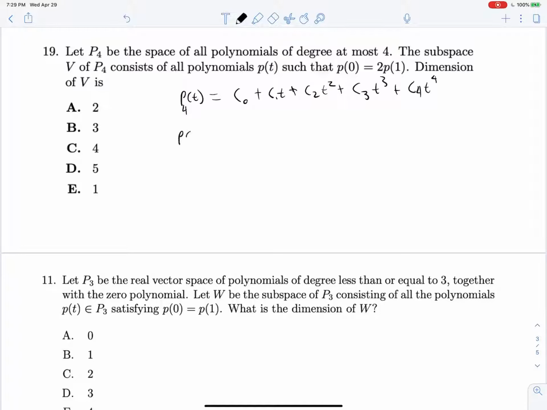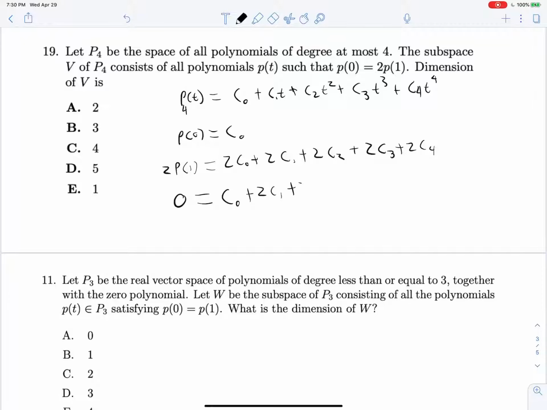So p0 is just c0, because all of these other terms are multiplied by t, which is 0. And then 2p1 is 2c0 plus 2c1 plus 2c2 plus 2c3 plus 2c4. Now we can set these equal to each other, and we get c0 on this side and 2c0 on that side. So we'll subtract that, and we'll just get that 0 is equal to c0 plus 2c1 plus 2c2 plus 2c3 plus 2c4.